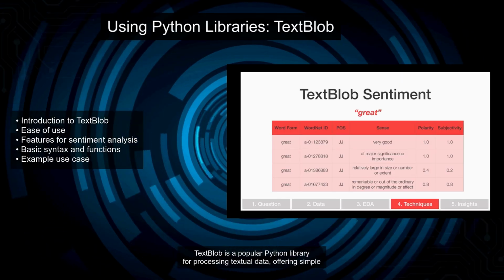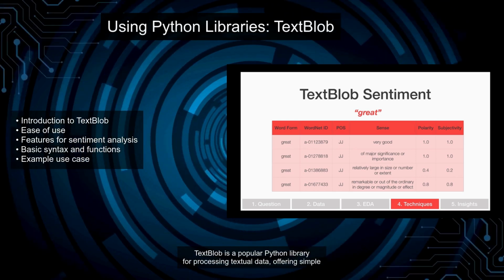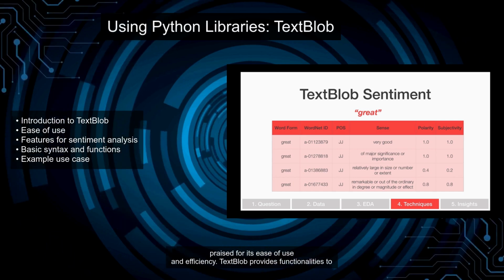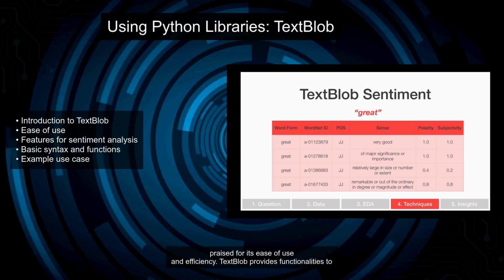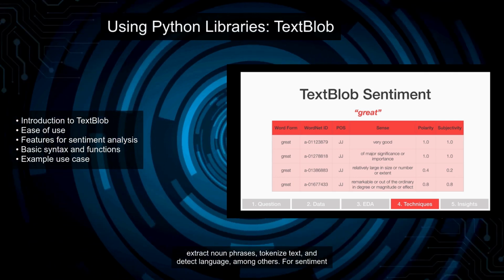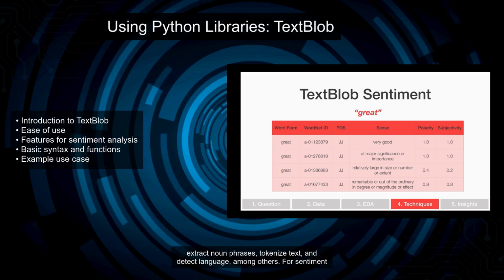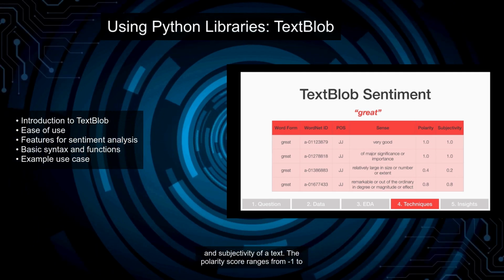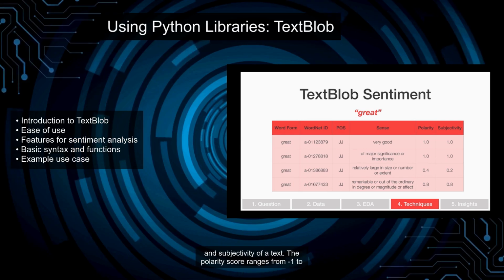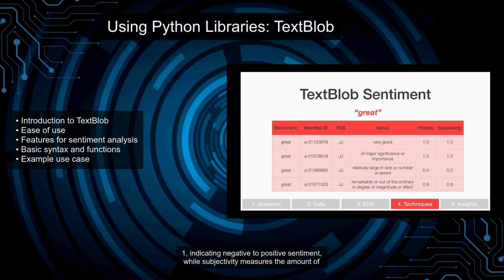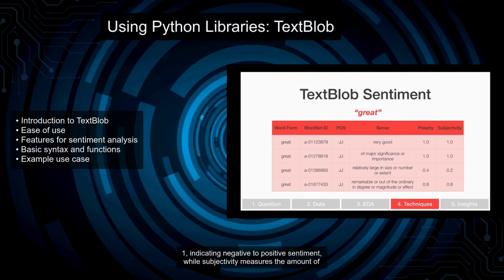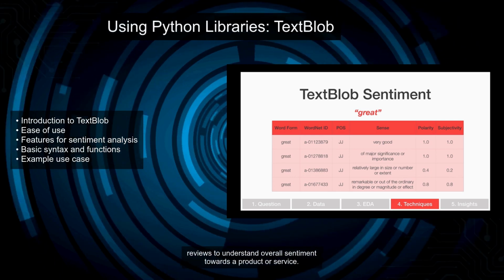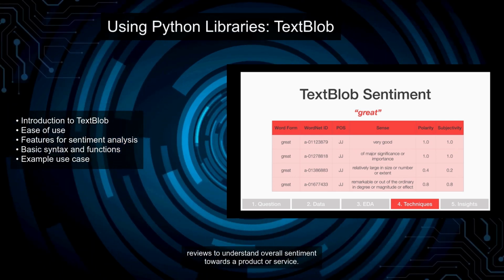TextBlob is a popular Python library for processing textual data, offering simple APIs for common natural language processing tasks, including sentiment analysis. It's particularly praised for its ease of use and efficiency. TextBlob provides functionalities to extract noun phrases, tokenize text, and detect language, among others. For sentiment analysis, it uses a pre-trained naive Bayes classifier to estimate the polarity and subjectivity of a text. The polarity score ranges from -1 to 1, indicating negative to positive sentiment, while subjectivity measures the amount of personal opinion in the text.